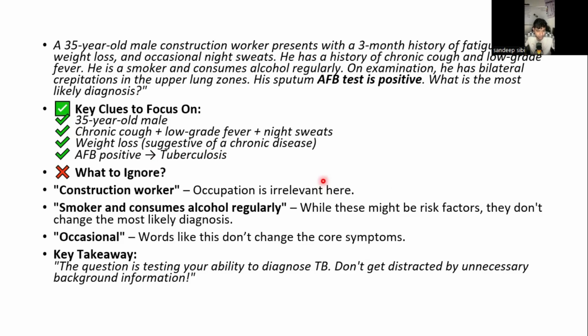Right? So for example, here if you follow the steps which I told before, first you have to read the last part of the question. Here the last part of the question shows AFB test is positive. With AFB test positive, they are asking what is the most likely diagnosis. Most likely it will be tuberculosis, right? And if you follow the second step, the clinical history is fatigue, weight loss and night sweats, which is again suggestive of TB. So ignore unnecessary details like he is a smoker, consumes alcohol regularly. Just leave them alone, and focus on the key clinical points so that you can achieve the correct answer.